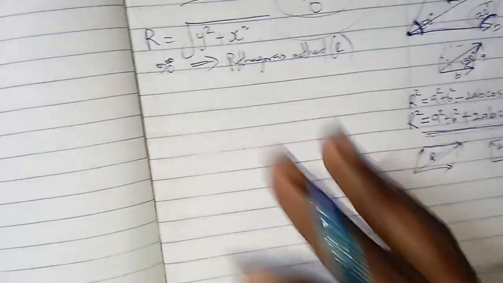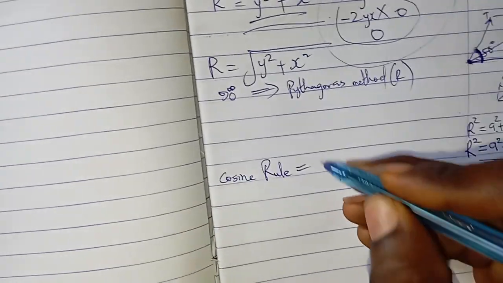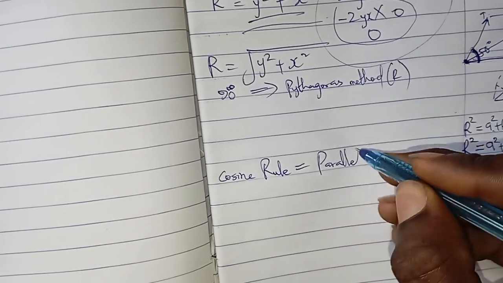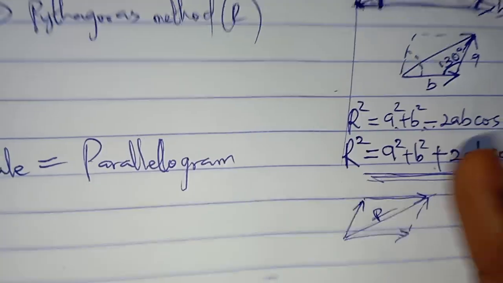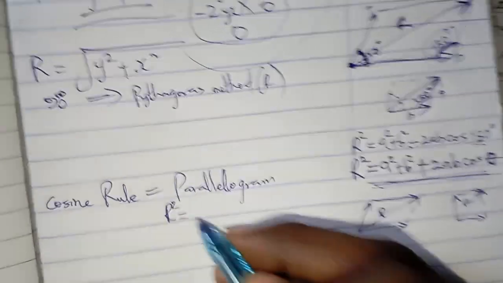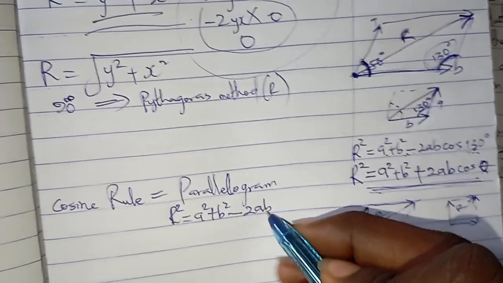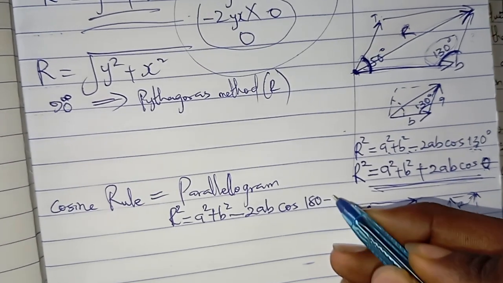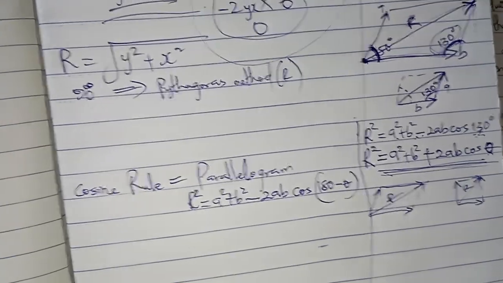But let's prove now that cosine rule is equal to parallelogram rule. Parallelogram law. Notice that all these ones that we did here is called cosine rule. Now let's see parallelogram rule. It's given by r square equals a square plus b square minus 2ab cos (180 minus theta). This is parallelogram rule. Now, if this is the case, notice something.